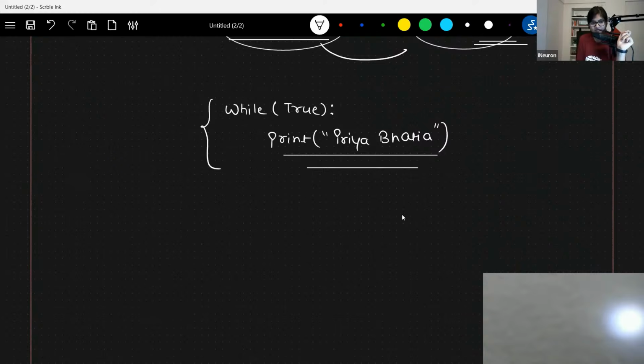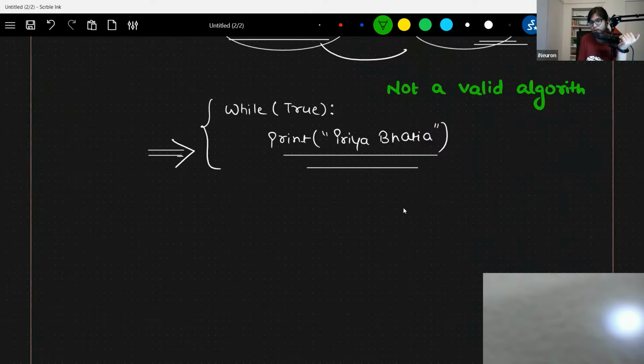Can you tell me, is this code which I am writing down here a valid algorithm or not? Can you categorize it as a valid algorithm or not? Many people are saying no, but there are some students who are saying yes. Why yes? Why is it a valid one? It's no. It's straightforward. It's not a valid algorithm. Who will give me the reason? Why is that so?